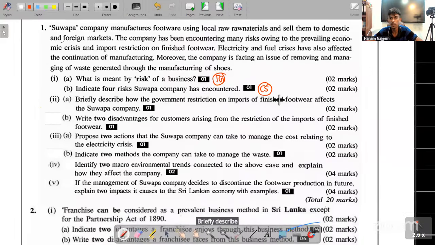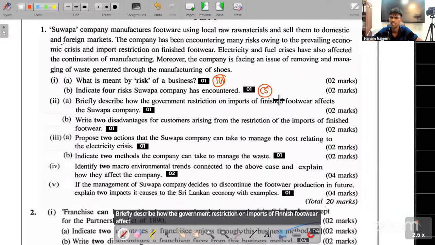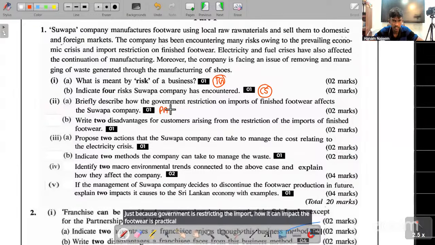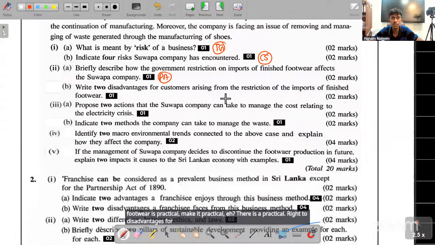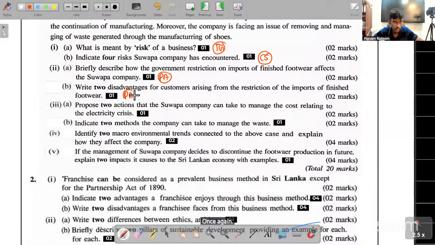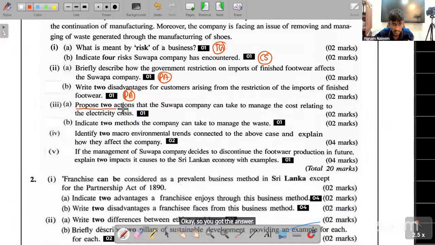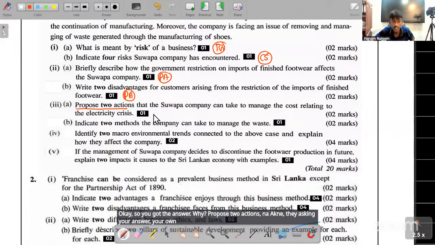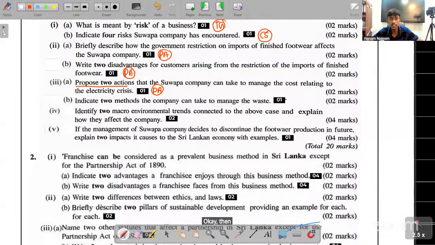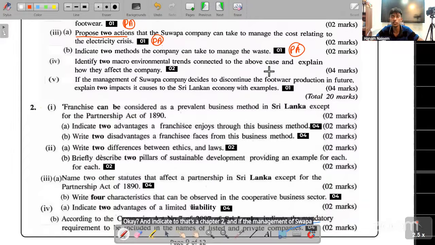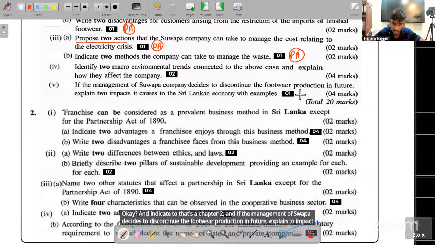Briefly describe how the government restriction on imports of finished footwear affects the Suapa company. Just because the government is restricting the import, how it can impact the footwear. Make it practical. Write two disadvantages for customers arising from the restriction of imports of finished footwear. Once again, practical. If imports are banned, what's the disadvantage a customer gets? Propose two actions that the company can take to manage the cost relating to the electricity crisis. They're asking for your own words, so that's a practical one. Indicate two methods the company can take to manage the waste. They're asking for your own methods, practical. And if the management decides to discontinue footwear production in future, explain two impacts to the Sri Lankan economy. Once again, it's also practical.